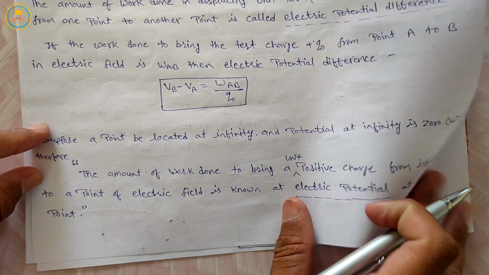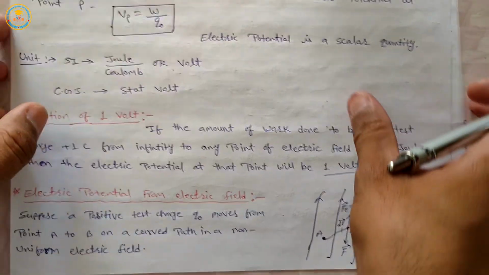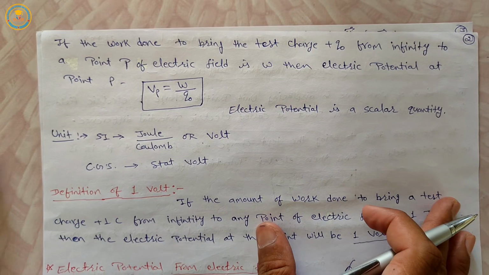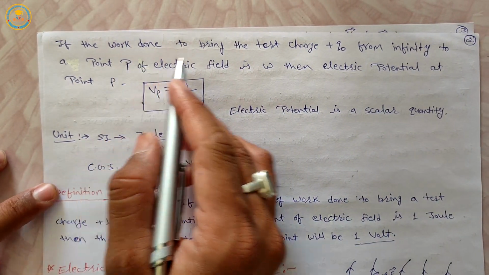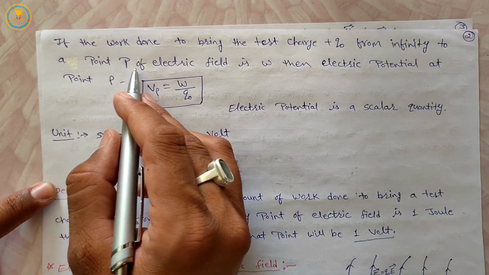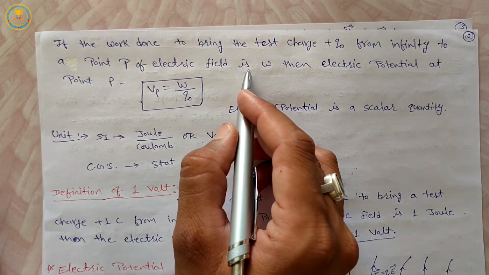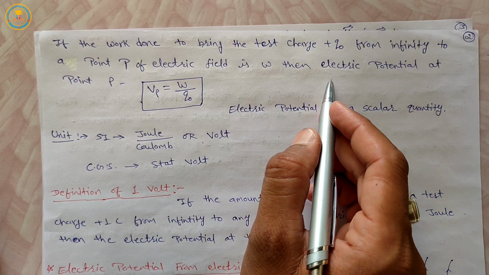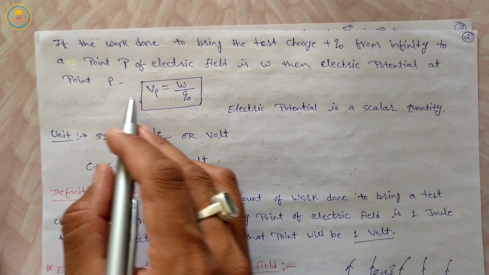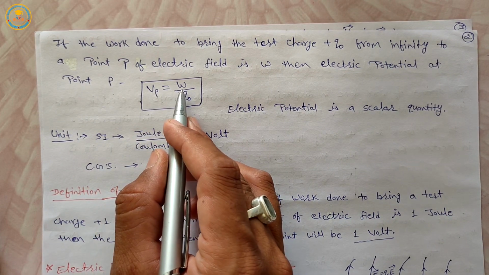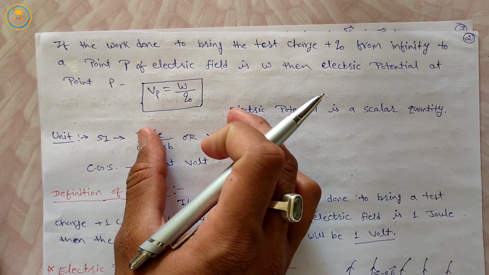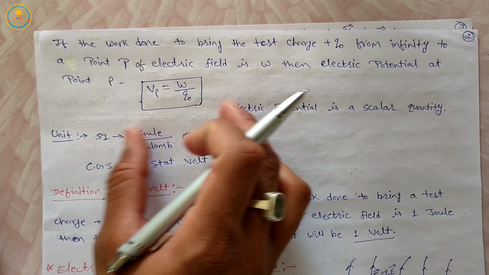According to the definition, we write the mathematical form of electric potential. Suppose the work done to bring the test charge plus Q naught from infinity to a point P of the electric field is W, then according to the definition of electric potential, the potential at point P, Vp, is equal to W upon Q naught. This is the form of electric potential. Okay.